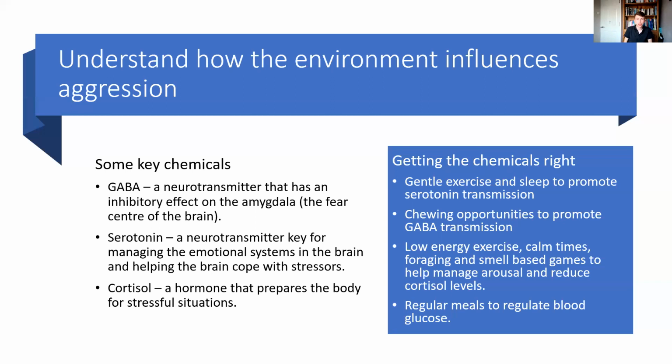Also, lots of chewing opportunities are key. So chewing opportunities promote the transmission of that neurotransmitter GABA, which helps calm down the amygdala. So looking at things like dog chews, looking at things like Kongs, potentially you can freeze Kongs and get some chewing out of that. It might be things like toys, it might be things like deer antlers, buffalo horns. There's all sorts of things that you can potentially give your dog to chew on. Bones as well are a great one, because the dog gets to dissect them, which is a great natural behavior for them.